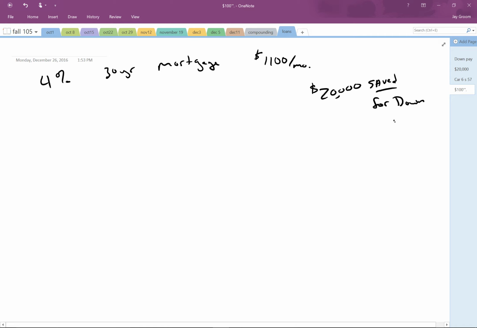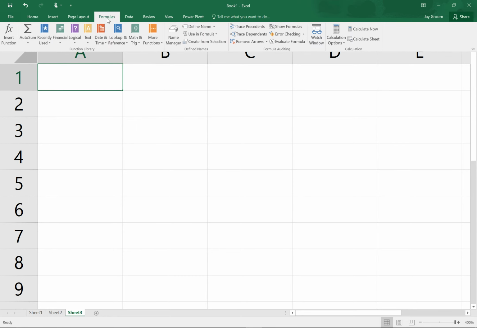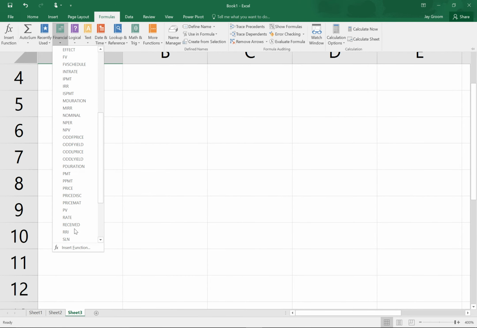You know what I don't know? I don't know how much I can afford to borrow. So in other words, that's my rate, that's my time, that's my payment, that's my down payment. Future value is 0 as always. What I don't know is the present value. I don't know how much I can afford to borrow. And if I don't know how much I can afford to borrow, then I don't know how much I can afford to buy. Okay? So I'm going to go to present value.